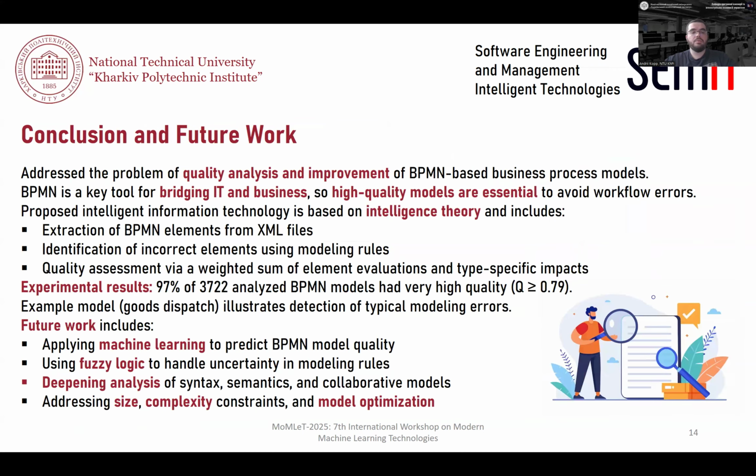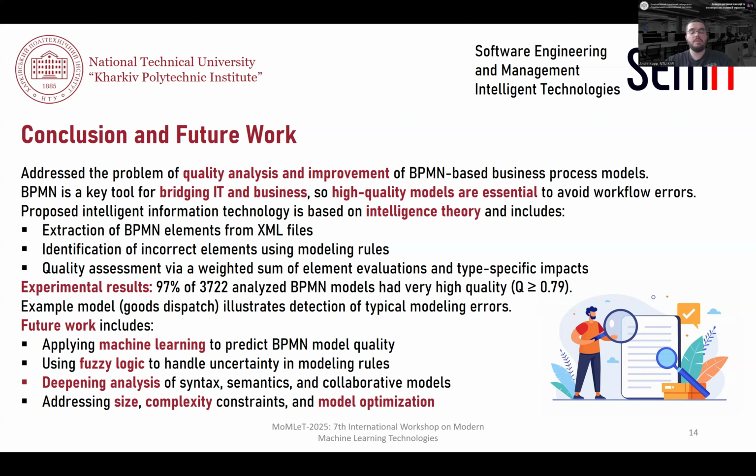And for the conclusion and future work, in this paper, we address the problem of quality analysis and improvement for BPMN-based process models. BPMN is a key for bridging IT and business, and this is why high-quality models are essential to avoid any errors or other drawbacks. The proposed technology is based on intelligent theory. It includes extraction of BPMN elements from XML files, identification of incorrect elements, and quality assessment through the weighted sum of element evaluations and type-specific impacts.